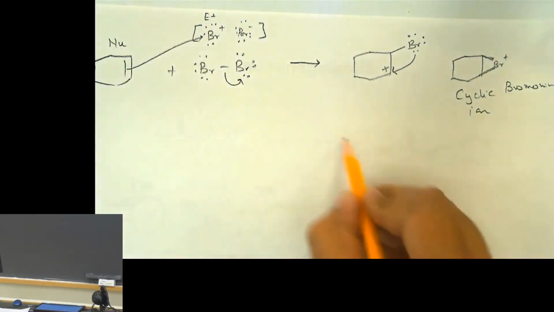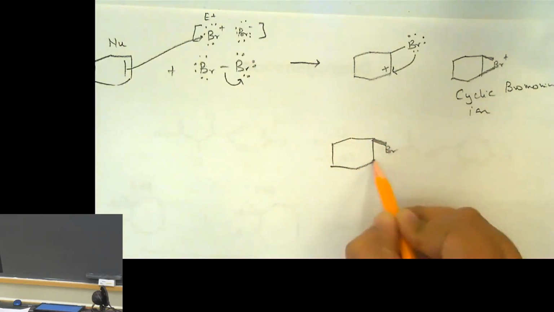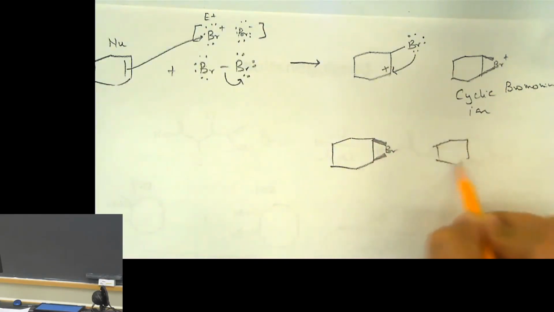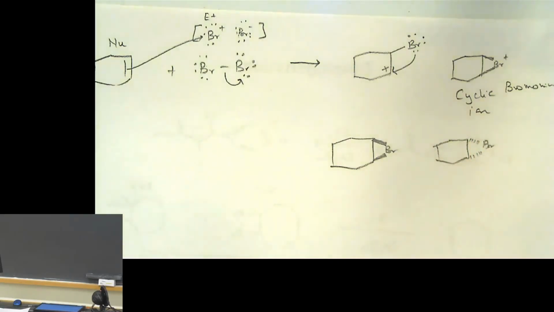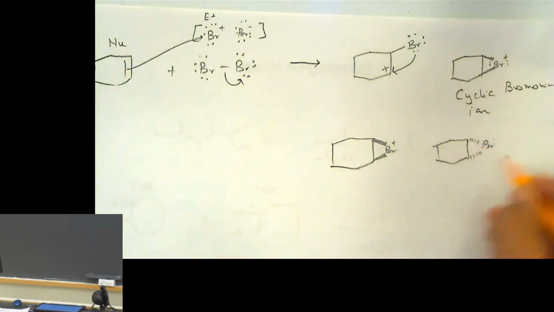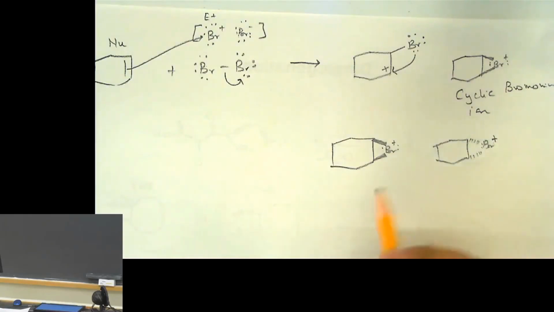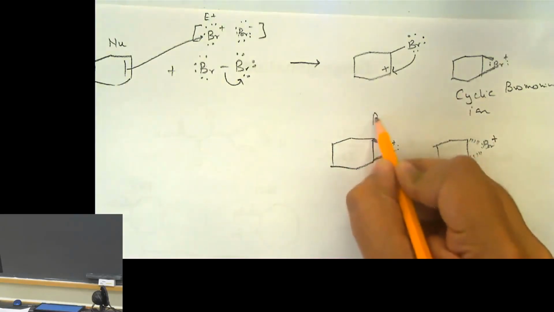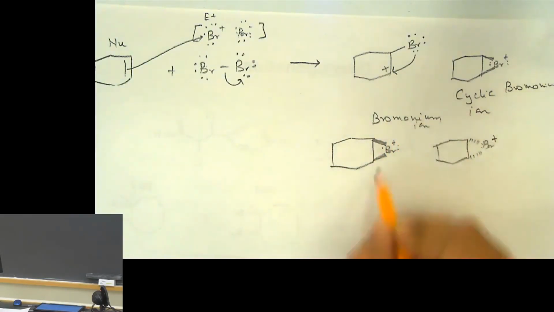Now you can form the cyclic bromonium ion at the top or at the bottom. Bromine still has two lone pairs. Bromine with two lone pairs and two bonds has a formal positive charge. So you can form the cyclic bromonium ion either at the top or at the bottom. Let me explain that with the help of the model.